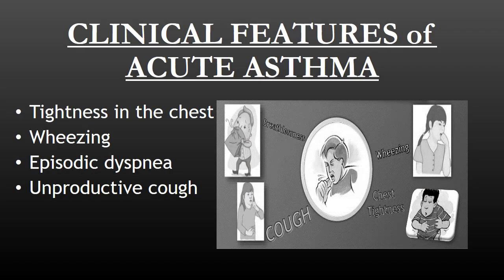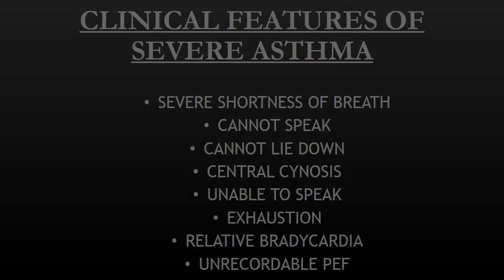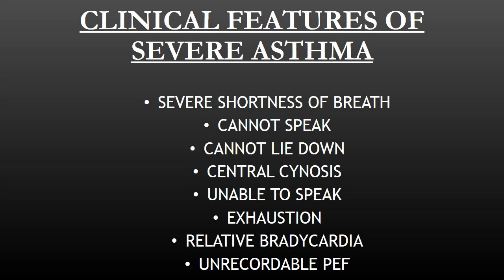Clinical features of acute asthma: feeling of tightness in the chest, wheezing, episode of dyspnea, unproductive cough which aggravates the dyspnea. Clinical features of severe asthma: severe shortness of breath, cannot speak, cannot lie down, central cyanosis, exhaustion, relative bradycardia, unrecordable peak expiratory flow.